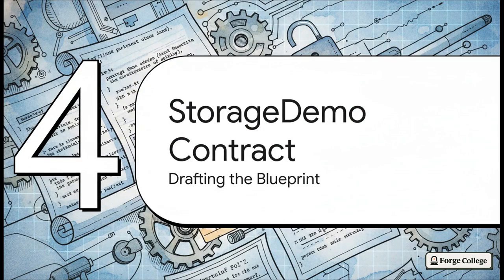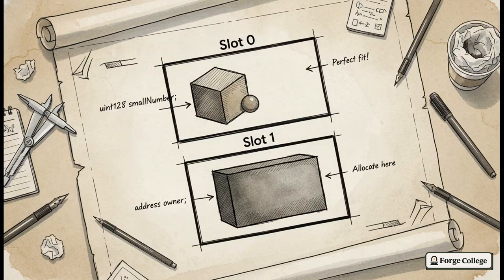All right, Part 4, building the storage demo contract, drafting the blueprint. Let's actually put this into practice by drafting our blueprint. First, we place our declarations directly inside the contract body, totally outside of any functions. We declare a uint128 public smallNumber, and immediately underneath it, we declare a bool public flag. Now, since the boolean is small, it happily shares slot 0 with our uint128. They pack perfectly together. Then, we declare an address public owner, which is too big to fit in the remaining space of slot 0, so it proudly takes up the entirety of slot 1. Oh, and as a crucial best practice here, always add explanatory comments detailing your storage intent. Just write down exactly which slot you expect these to end up in.